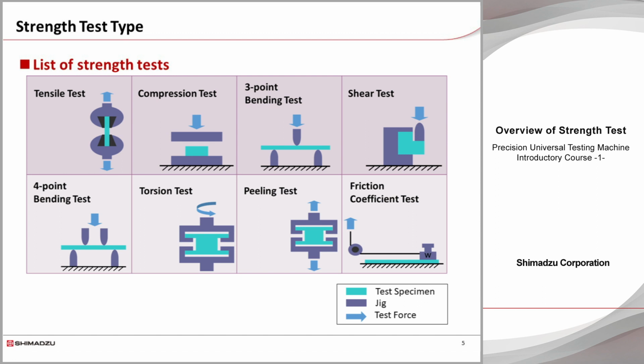The most typical strength tests are the tensile test, compression test, and bending test. In addition, we can also perform torsion tests to twist the test specimen, peel tests, and friction coefficient tests to measure the coefficient of friction of the test specimen by converting vertical force into horizontal force using a pulley as a jig. To perform these strength tests, it is necessary to change the jig according to the test to be applied.